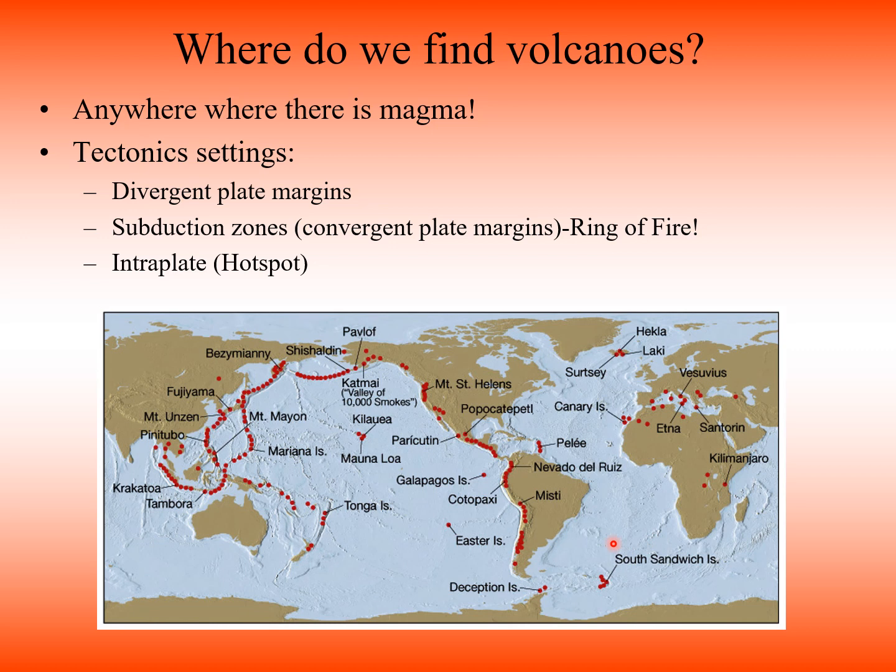We don't see volcanism conspicuously at transform boundaries, right? Because those are plates that are moving side to side. They're just sliding past each other. There's no magma bodies there.